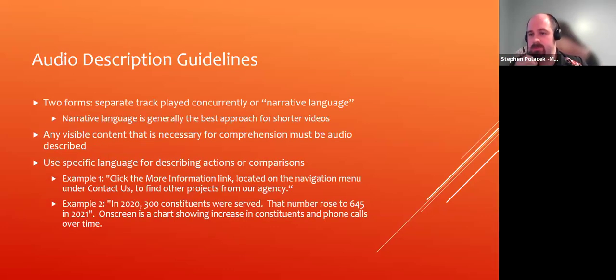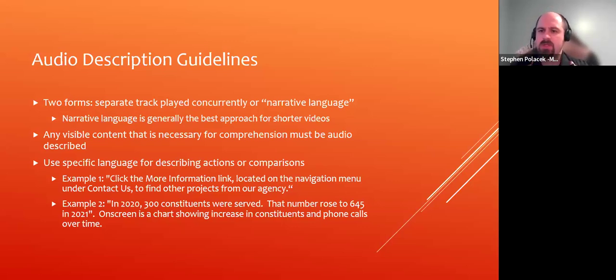Audio description is a bit different and it's a bit challenging in this format. There's two forms of audio description. The first is a separate track that's played concurrently. That typically is seen in television and film. It's also possible in theater.